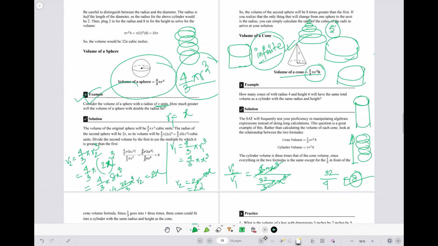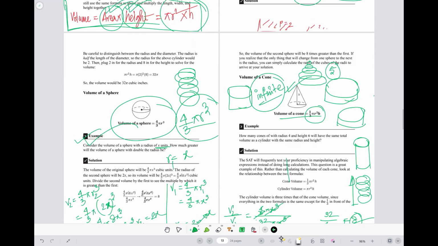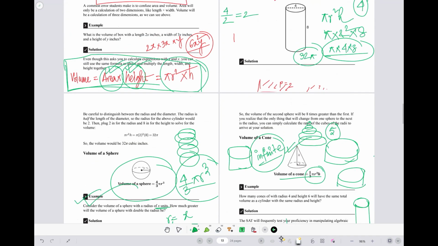How many cones with radius 4 and height 6 will have the same total volume as a cylinder with the same radius and height? You can just think about this problem and tell me how I can solve it. Just think about it.